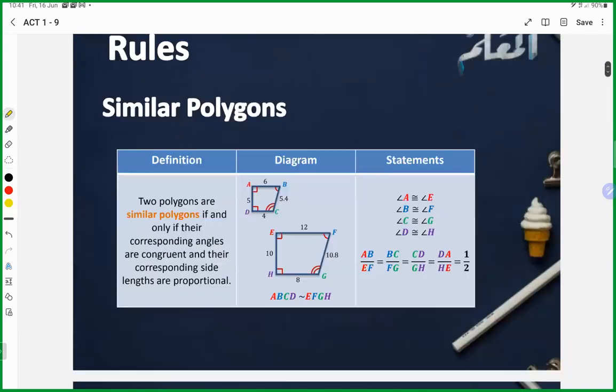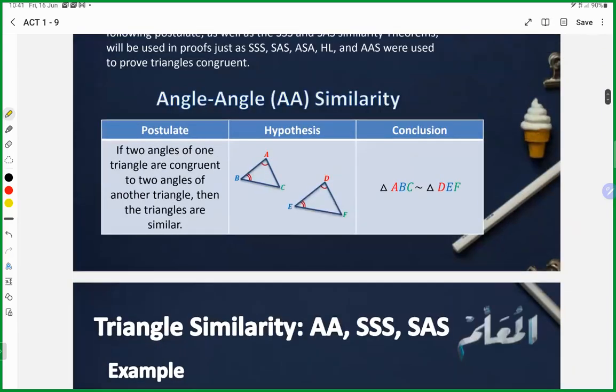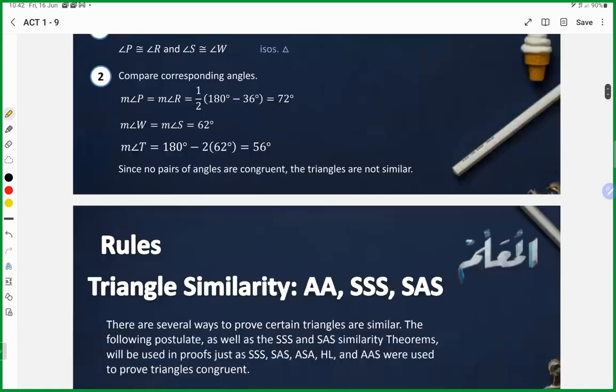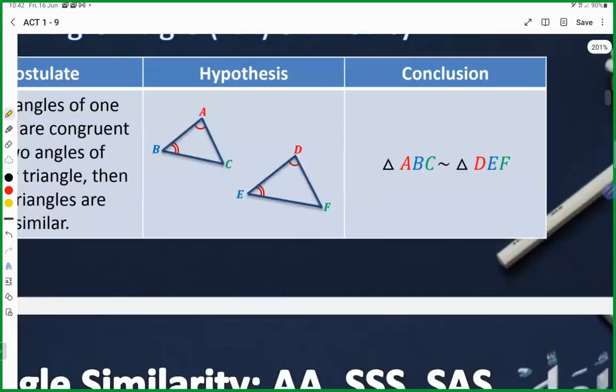The important part in this chapter is the three major things, which is how we can say that two triangles are similar. Always remember, when we say similar triangles, it means AB divided by DE is equal to AC divided by DF is equal to FE divided by CE. In this case, we can say that the two triangles are similar, and the ratios are equal, and all of the angles are congruent, equal to each other.